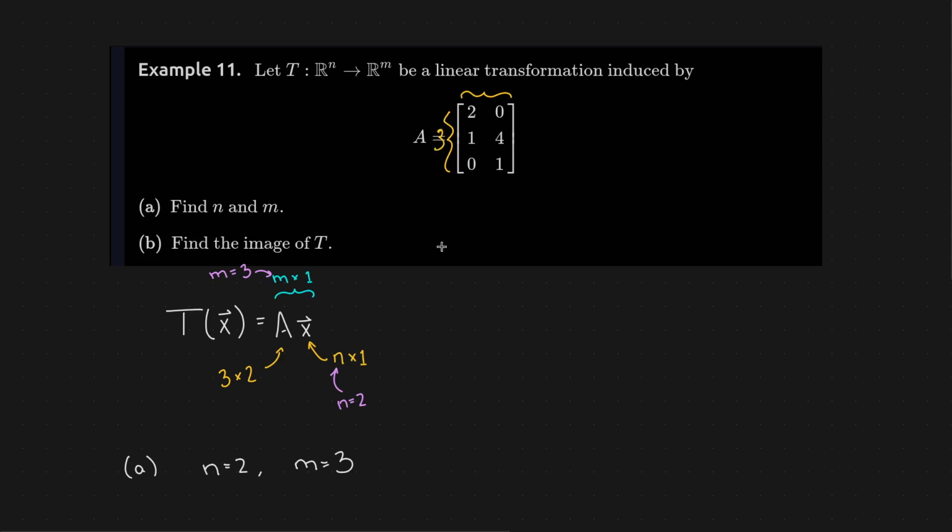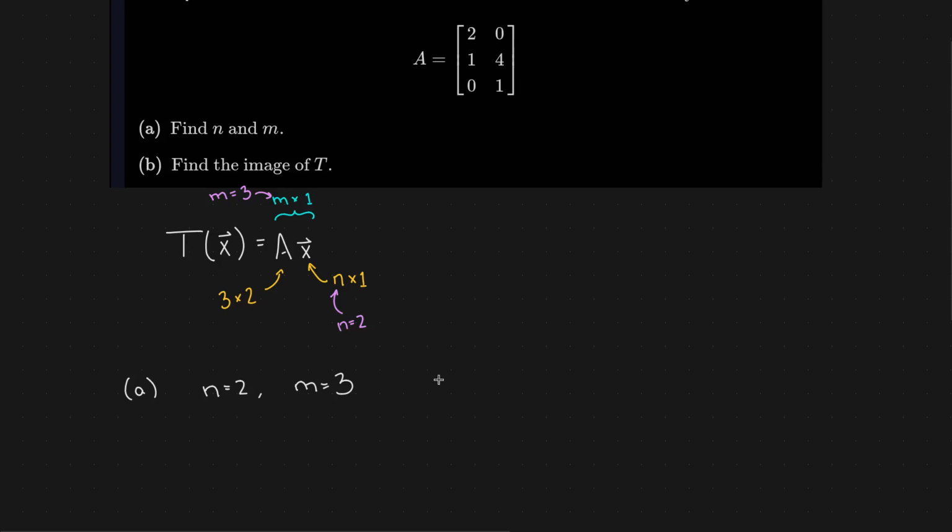A has 3 rows here. The dimension of the codomain is going to be equal to the number of rows of the matrix that induces the transformation. Okay, so we found n and m.